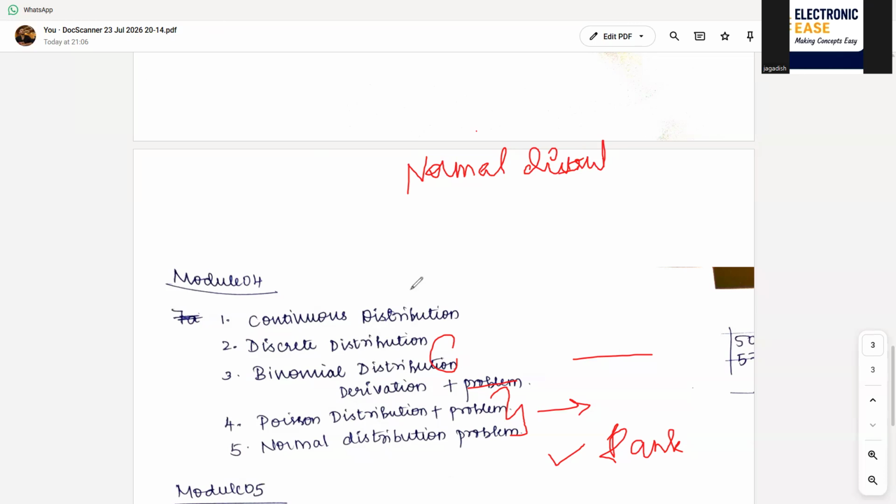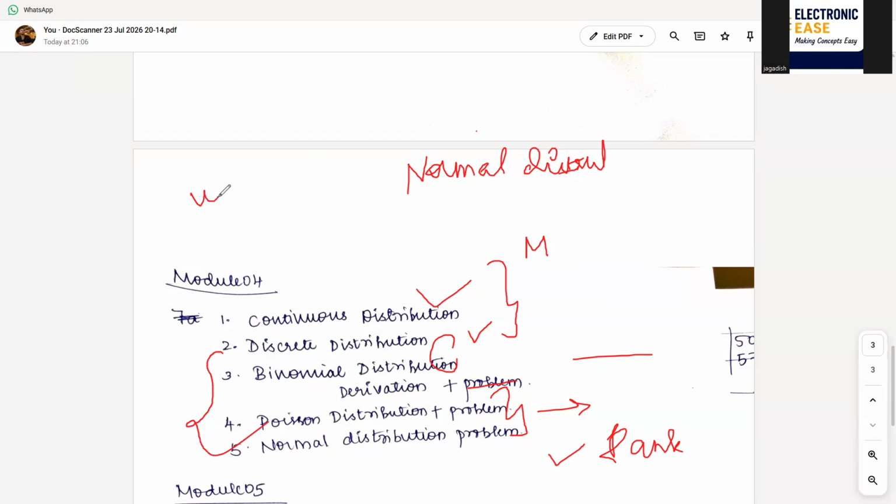Continuous distribution and discrete distribution. Marginal distribution is in module 5. They will be giving you some parameters, and you have to calculate the value of k. Things like tossing a coin are discrete distributions. Binomial distribution and Poisson distribution both are important.